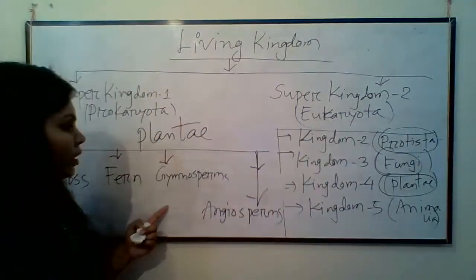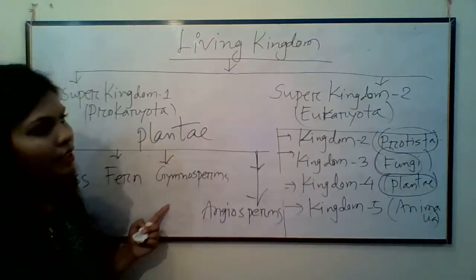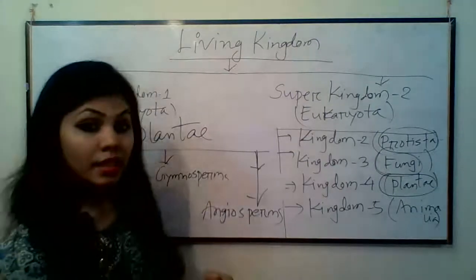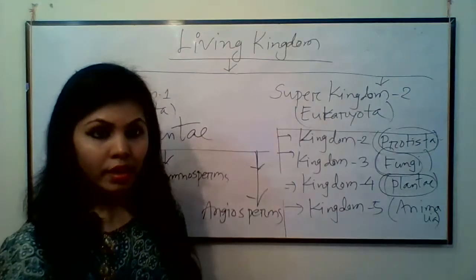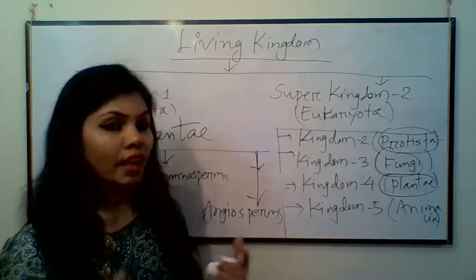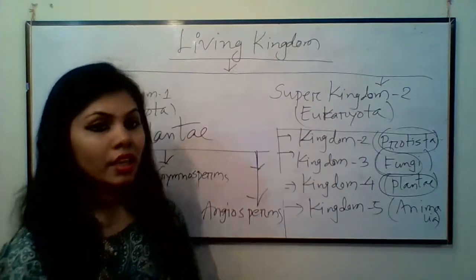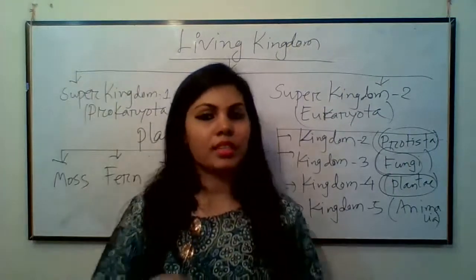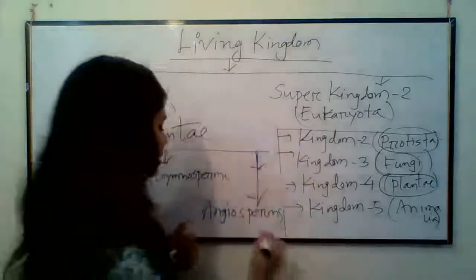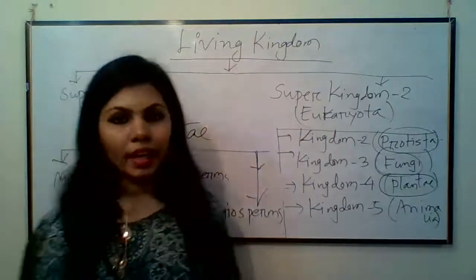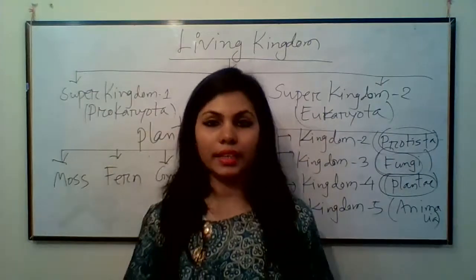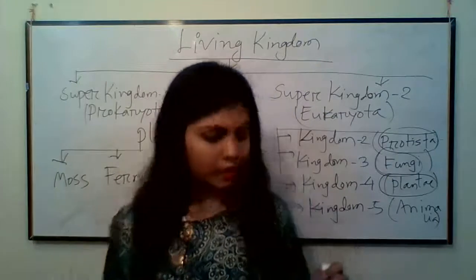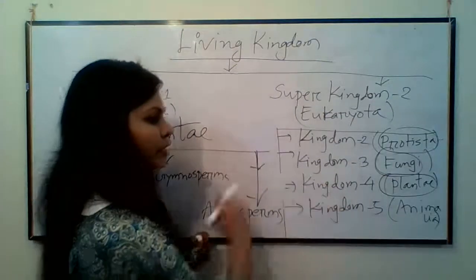And gymnosperms, they have open seeds to the air. I mean, their seeds are not contained in an ovary or fruit. Their seeds are open to the air. And angiosperms have flowers and fruits, and their seeds are enclosed within the fruit. These are the things. Well, is it clear?